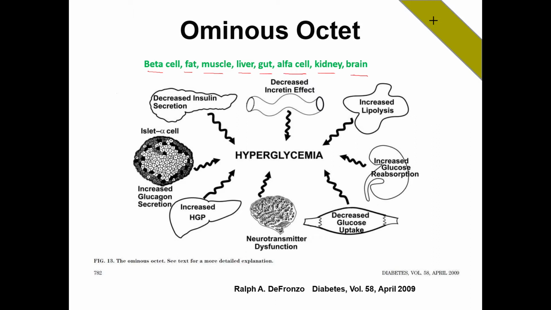As we can see here, decreased insulin secretion by the beta cell of the pancreas contributes to hyperglycemia. Then similarly, increased glucagon production by the alpha cell of the pancreas. Then increased hepatic gluconeogenesis contributes to hyperglycemia. Similarly, neurotransmitter dysfunction, decreased glucose uptake by the muscle cells, increased glucose absorption from the kidneys, increased lipolysis and decreased incretin effect. All these factors contribute to hyperglycemia. This is the ominous octet that is responsible for causing hyperglycemia in type 2 diabetics.